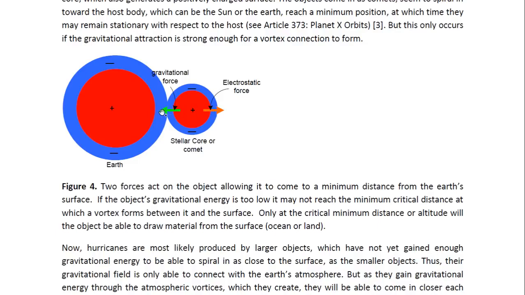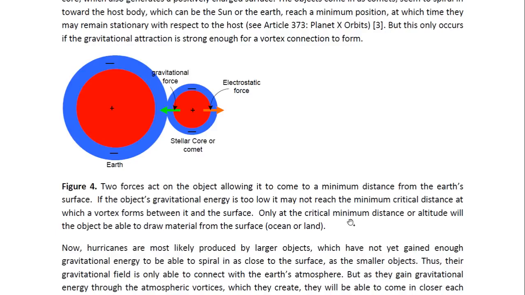There's the gravitational force, which is attractive, pulls it towards the Earth, and there's the electrostatic force, which is repulsive, which causes it to move away from the Earth. When these objects reach minimum distance, these two forces are in balance. And notice the outer layers, the atmospheric layers, are in contact here. They are not repulsed until these make a connection because the negative outer layer shields the positive interior.